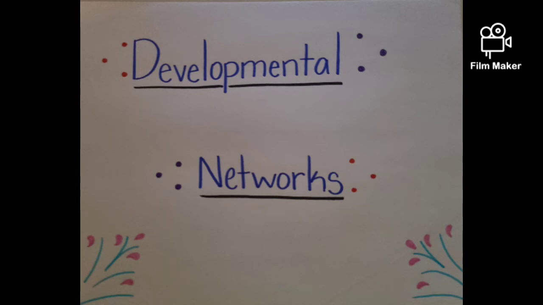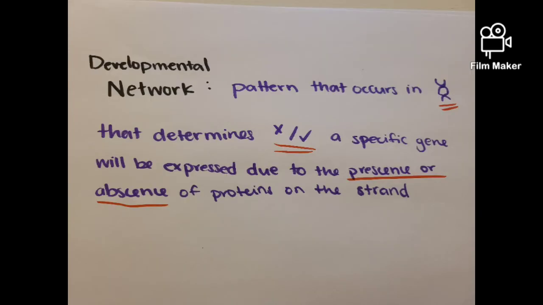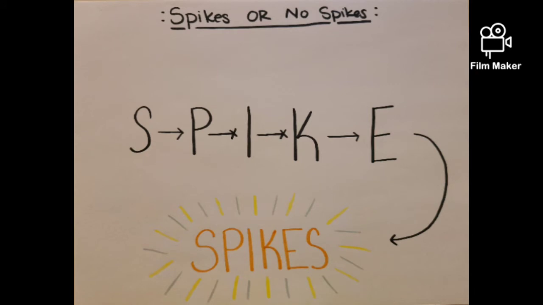Today we are going to talk about developmental networks and look at a specific example of a network that leads to skin cells with spikes or without spikes in a thorny dragon. First off, a developmental network is a pattern that occurs in the DNA that determines whether or not a specific gene will be expressed due to the presence or absence of proteins on the strands. In our example, the network we will be looking at is for a gene in thorny dragon skin cells for spiky skin or non-spiky skin cells.